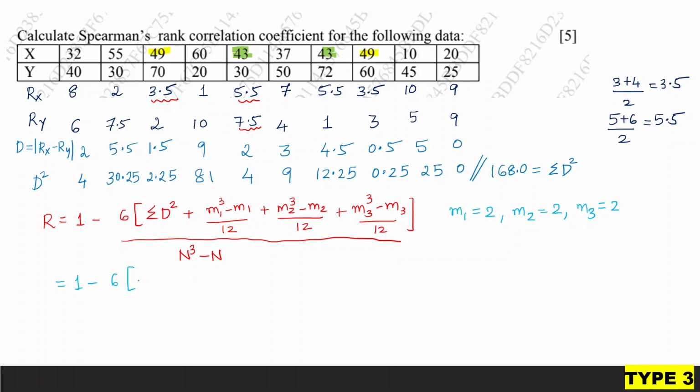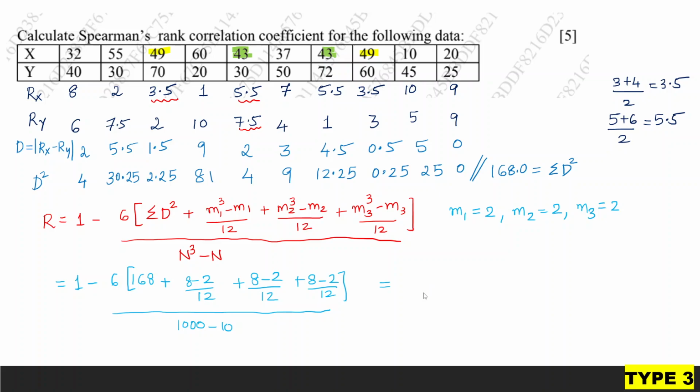Summation D square was 168. This is 2 cube, okay, plus here, sorry, 8 minus 2. And again 8 minus 2. Again 8 minus 2. All your m1, m2, m3 were 2. N is 10, so n cube is 1000. 10 here.